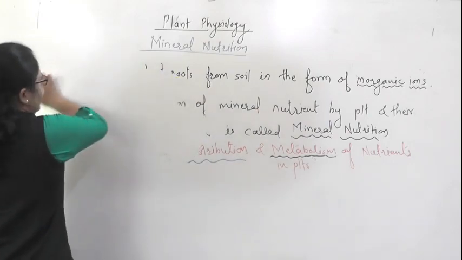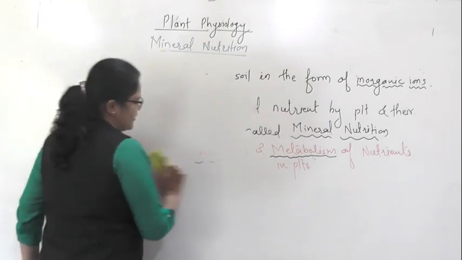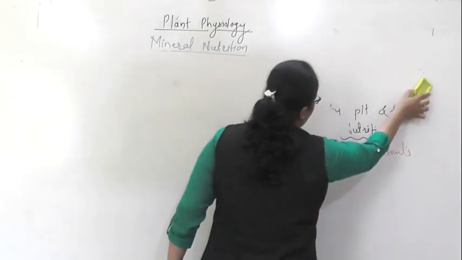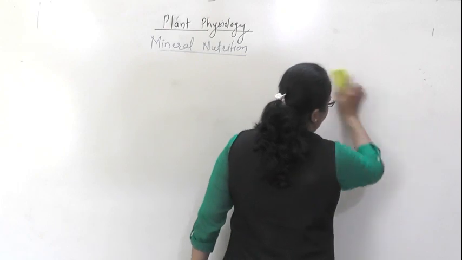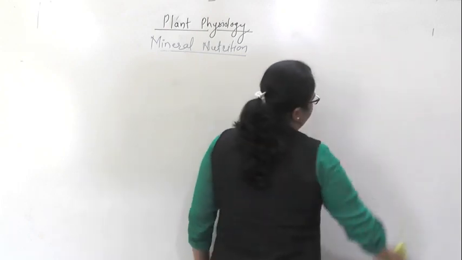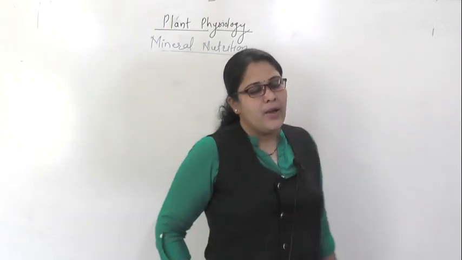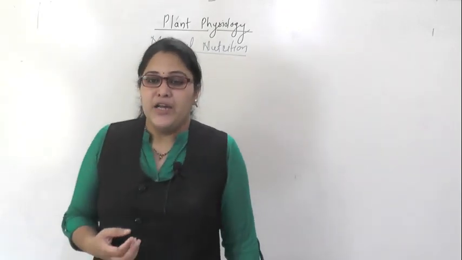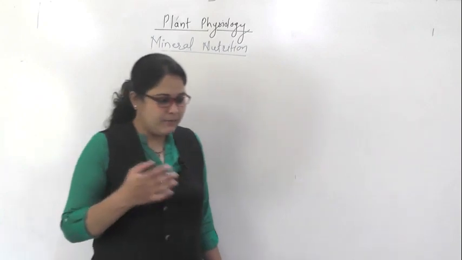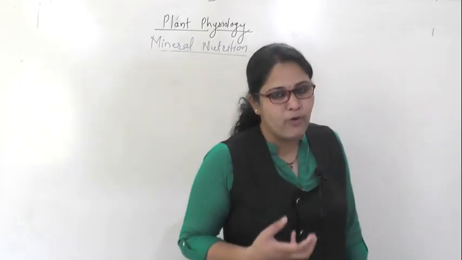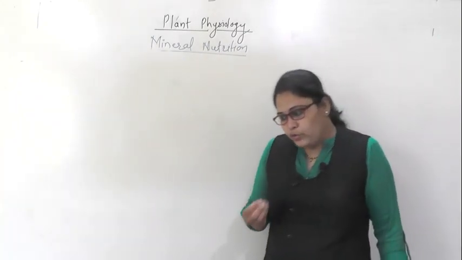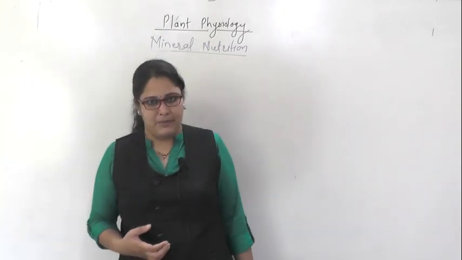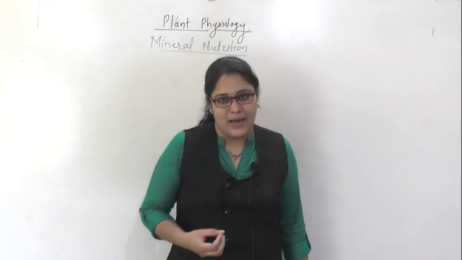So there is a technique which is known as ash analysis. We know that the majority of the weight of a plant, the bulk of the plant, is moisture. We call it the fresh weight. If we take the fresh weight of a plant, the majority of it is made up of water. So to know the actual mineral content in a plant, we have to dry that plant. That is known as ash analysis.